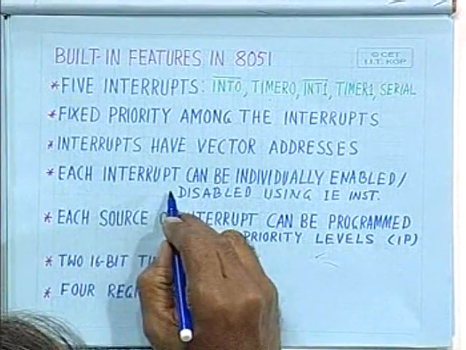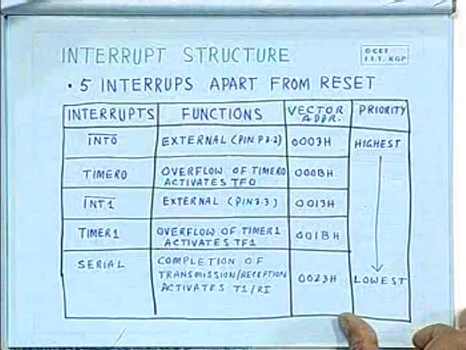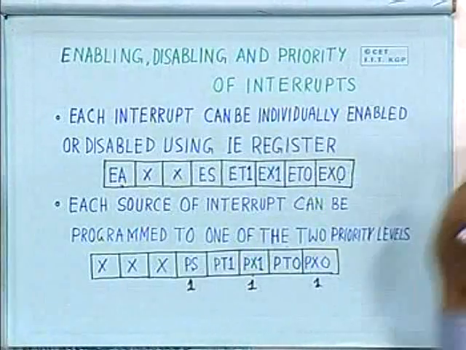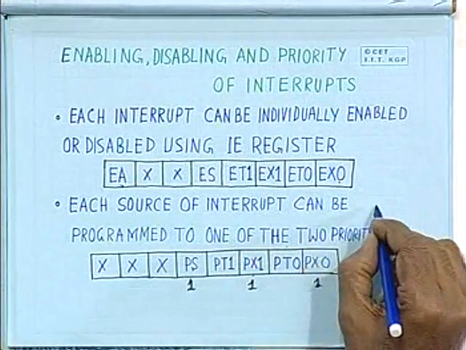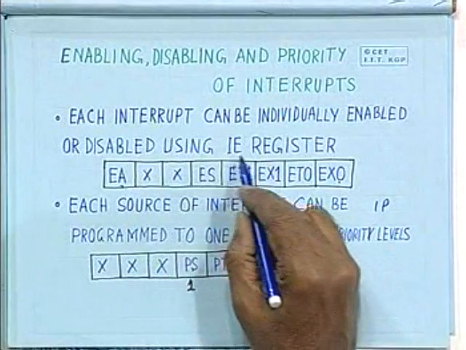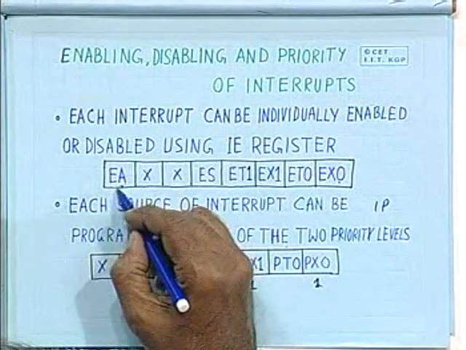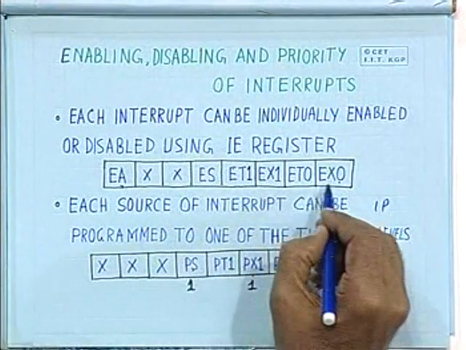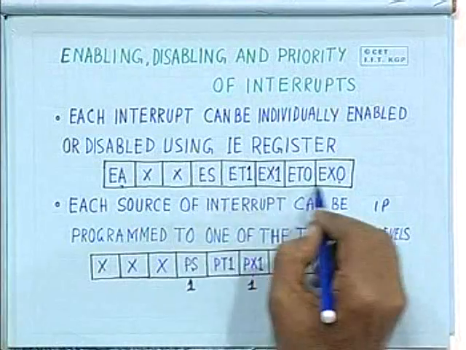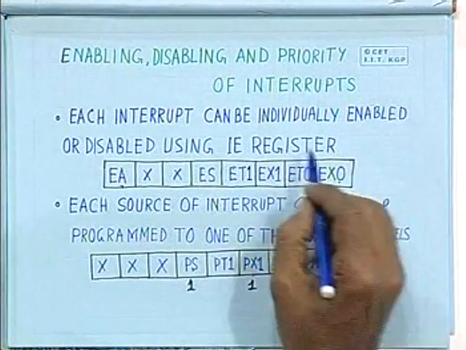Secondly, each interrupt can be individually enabled and disabled using the interrupt enable instruction. As you know, there are 2 registers, interrupt enable and interrupt priority. This is the IP register and this is your interrupt enable register. Here you can see all the interrupts can be enabled or disabled by setting or resetting this bit, and on top of that the interrupts can be individually enabled or disabled with the help of this interrupt enable register. So this facility is very useful in implementing a real-time operating system.